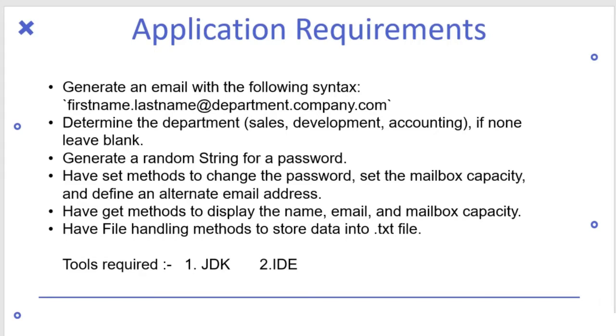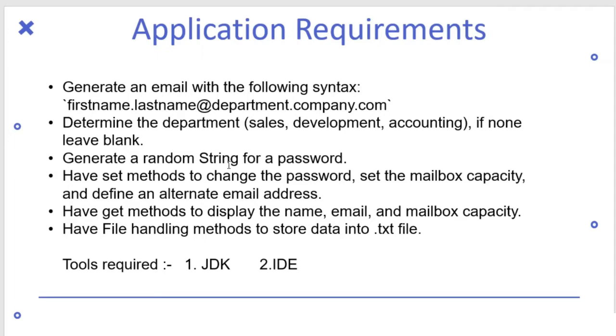First is generating an email with the syntax first name, last name, @department, followed by .company.com. Here the first name, last name and department are given by the user, or we can say the new hire. For the department, I am considering sales, development and accounting. If none is given by the new employee, then that part will be blank in the email.